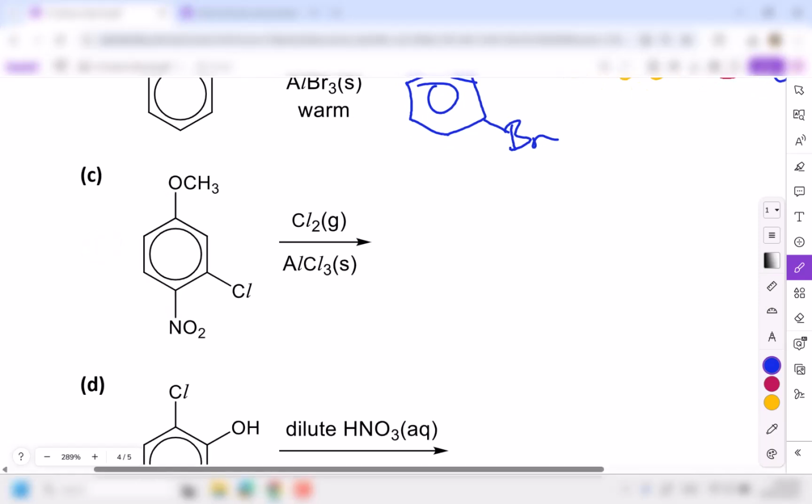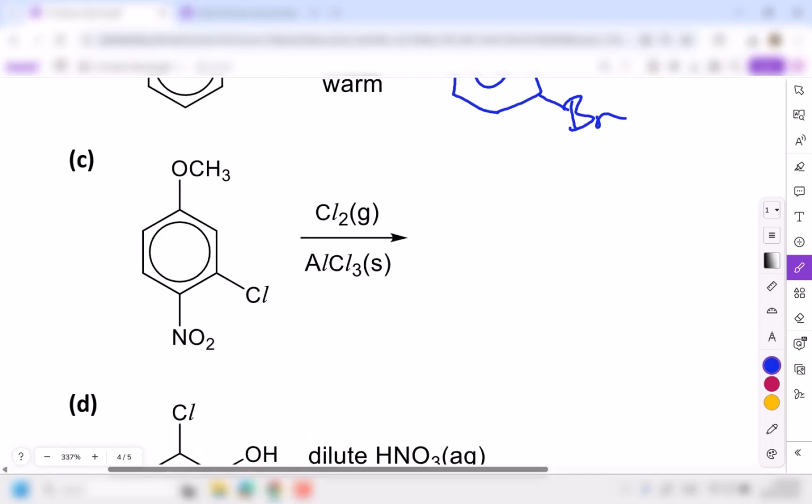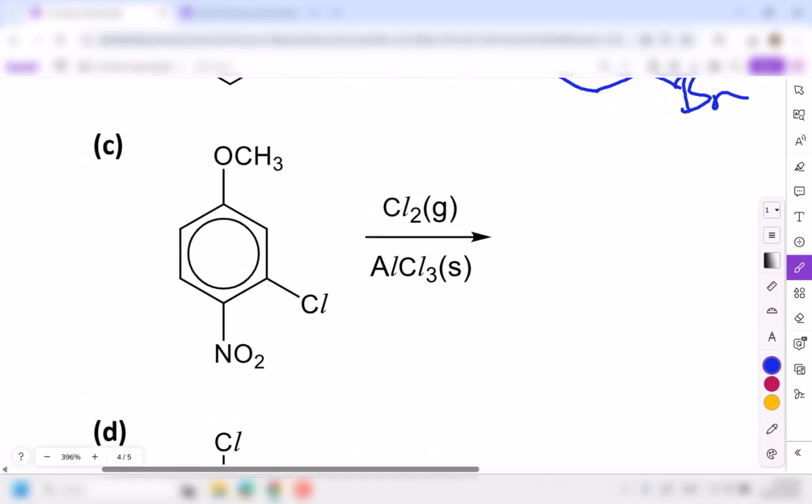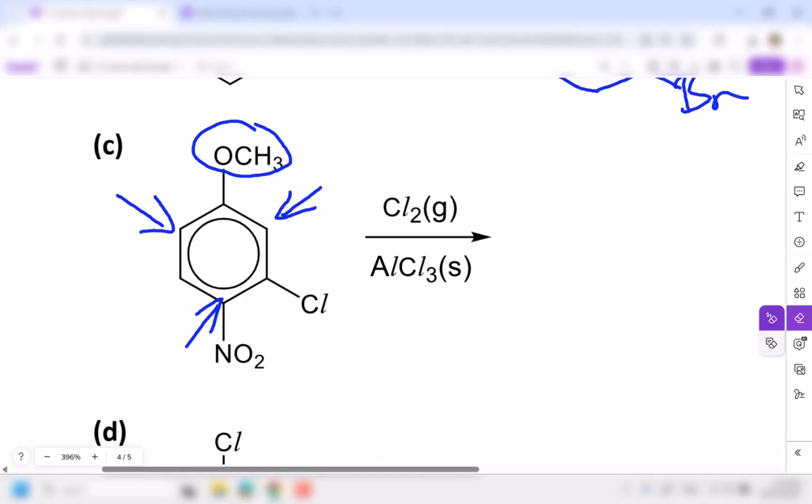For part C we need to analyze a little bit, but usually for assessment purposes it will not be too difficult. If you need to reference the data booklet, please go ahead. If not, I will just use arrows of different colors to illustrate to you. An OCH3 group will direct the electrophile to the second, fourth, or sixth position relative to the OCH3. But the fourth position is not possible because there is already a substituent NO2, so I'm going to erase it.